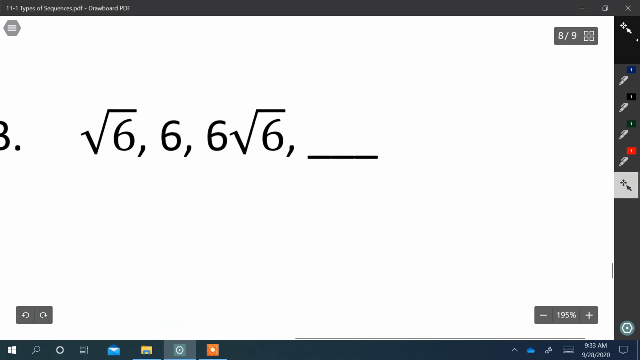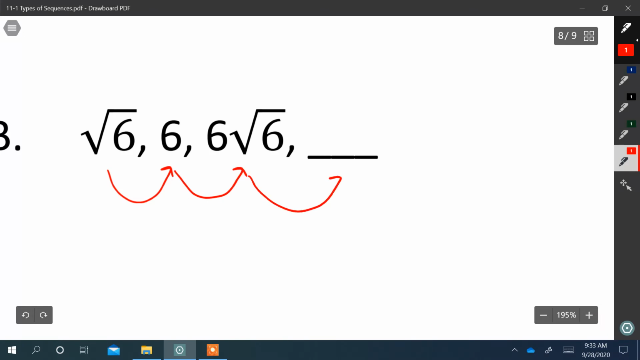How about this one here? What is going on in here? We went from square root of 6 to 6, and then from 6 to the square root of 6. What would the next number be then? How do we get 6? Well, I feel like this is a geometric series. If I take this number and I divide it by the square root of 6, what would I get?